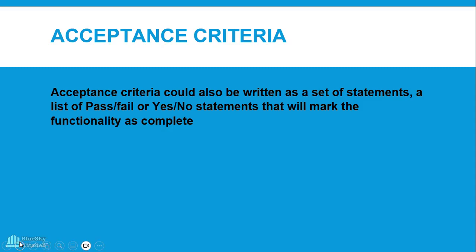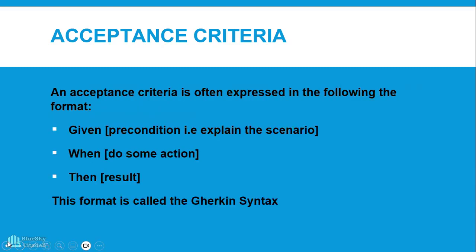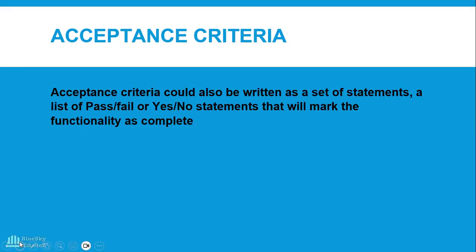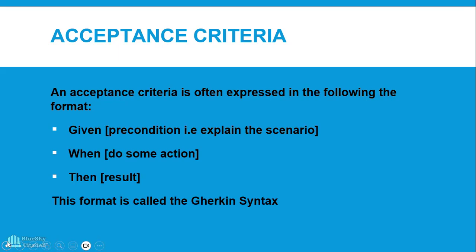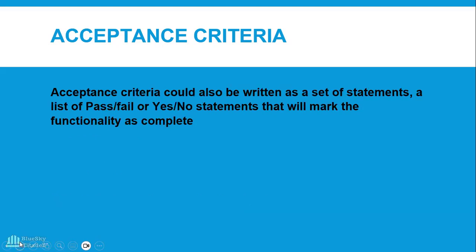So are we getting how the acceptance criteria forms the basis of testing? It's like a checklist. However, that checklist can be written in this formal format, the Gherkin syntax, or just as a set of statements, like a tick box. But please note, this is the more popular one, right? Most of you will see the given, when, then.